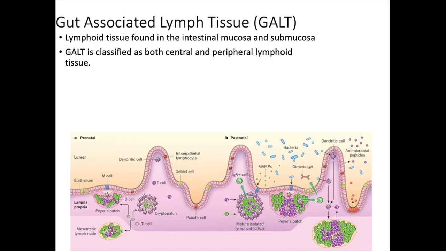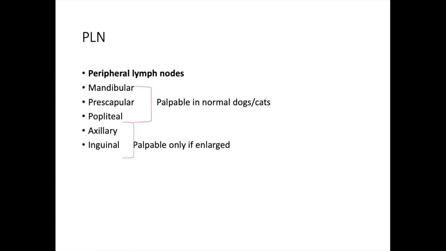And then we have gut-associated lymph tissue, which is GALT. It's lymphoid tissue found in the intestinal mucosa and submucosa, and I mentioned that part before, and of course GALT is classified as both central and peripheral lymphoid tissue. So it's a funky one. We'll talk about this a lot later on in the more advanced clinical pathology, but the GALT has a lot to do with immunity, and the GALT definitely sends out certain types of lymphocytes as it goes through its processes of fighting off antigens.